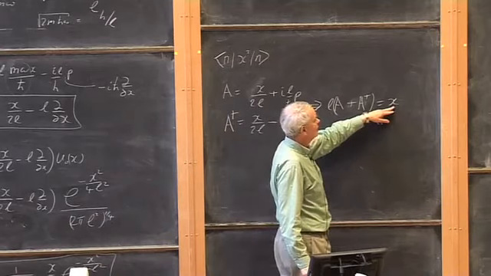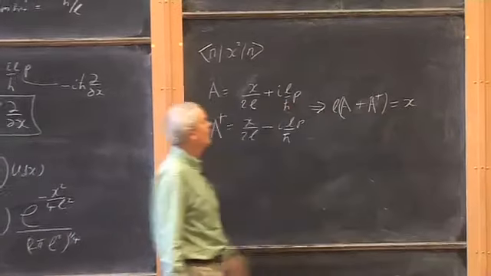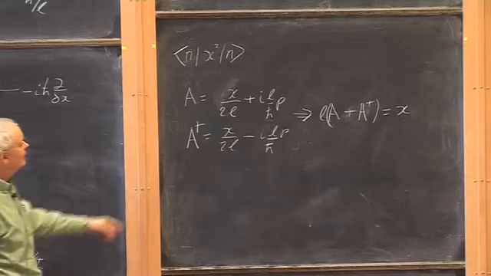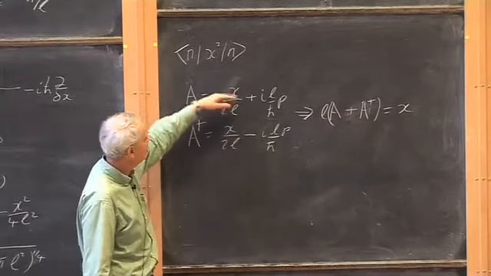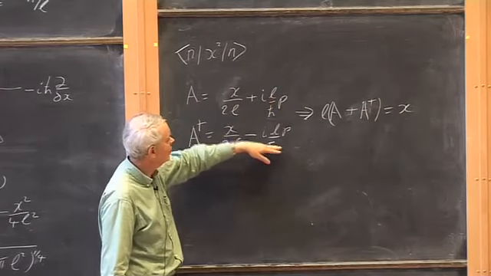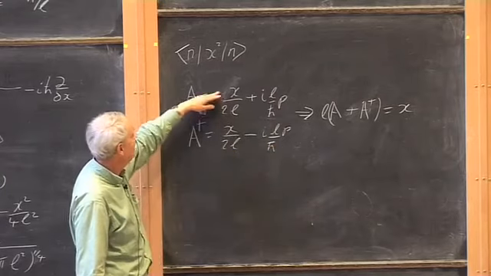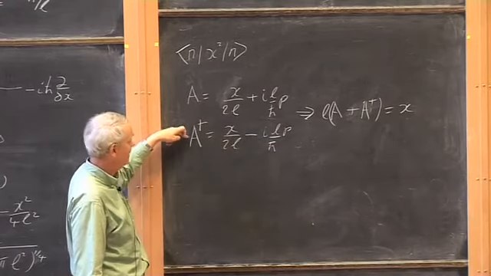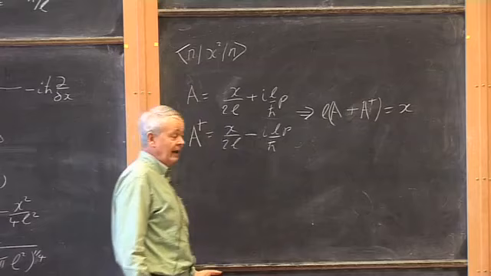It expresses the x operator as a sum of annihilation and creation operators times L, right? I've just added these two equations. The momenta have cancelled on each other. These have added up to give us an x over L. Here we've had A plus A dagger. I've multiplied through by L.